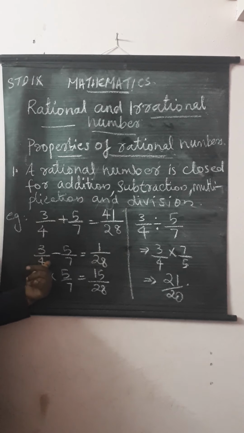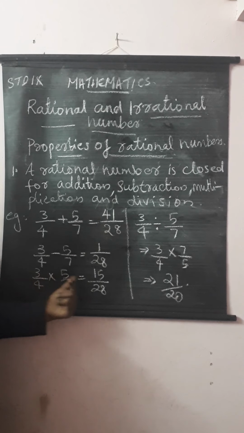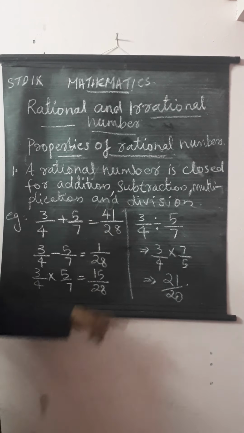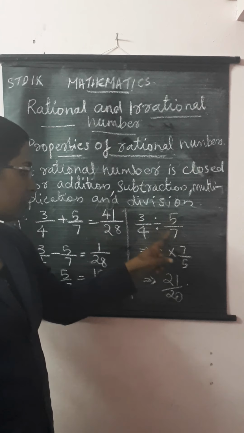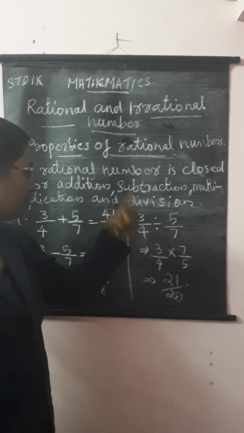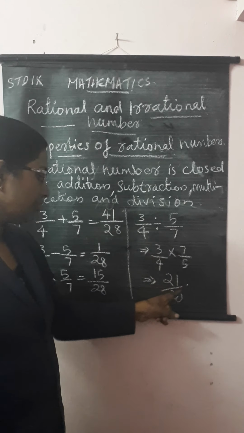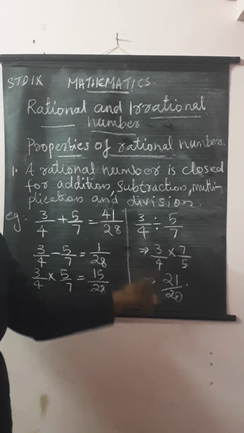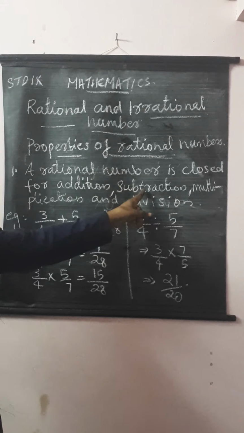Similarly, subtraction: 3 by 4 minus 5 by 7, the answer is 1 by 28. Then multiplying together, we get 15 by 28. Similarly, division: 3 by 4 divided by 5 by 7, so 3 by 4 into 7 by 5, then 21 by 20. This is the first property of rational numbers.